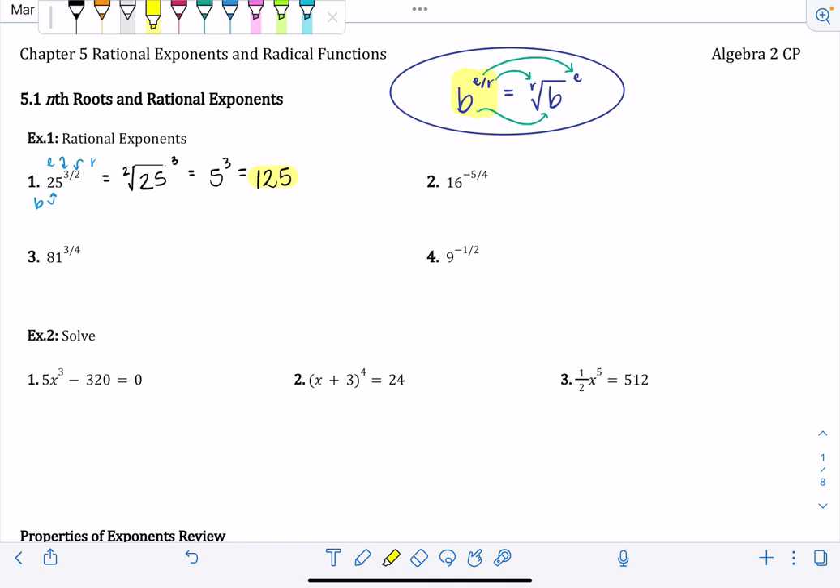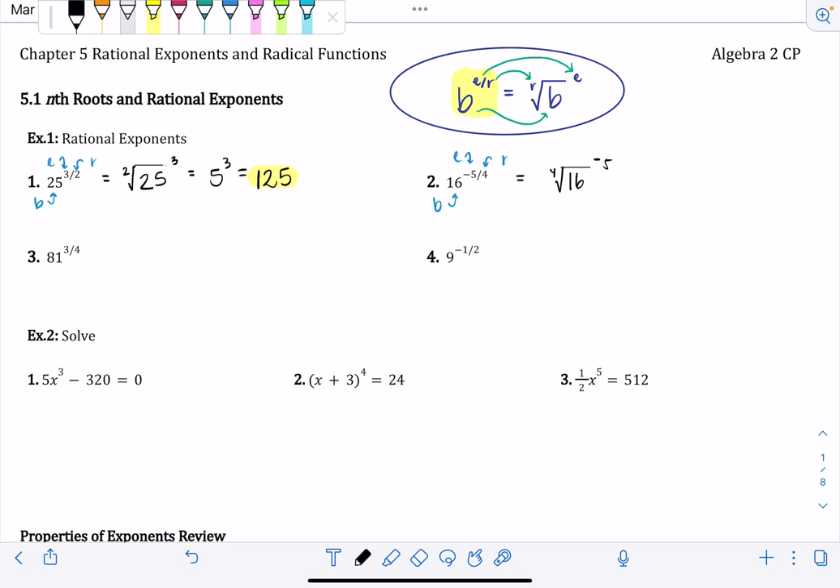For number 2, 16 raised to the negative 5/4 power. There's a couple different orders that you can do this problem in with a negative, but I'm just going to start with labeling what b, e, and r are. So b is 16, e is negative 5, r is 4. So the b goes inside the radical, so 16. R is telling me what type of root it is, so it's going to be a 4th root of 16. And then the exponent is negative 5. I'm not going to worry about the negative exponent till the end. We'll just start to evaluate from there.